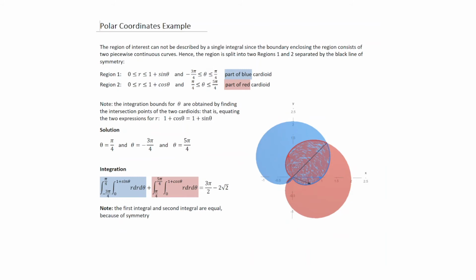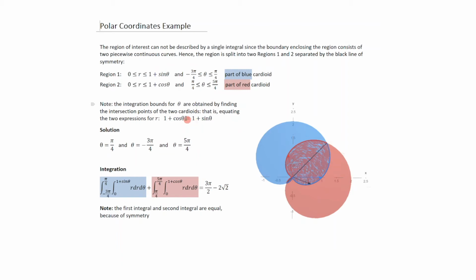Okay, so now there's a problem here because the region of interest cannot be described by a single integral, since the boundary enclosing the region consists of two piecewise continuous curves. If you go along here, that is one continuous curve, and this is another continuous curve. However, if you go from here to here, you can see that the slope suddenly changes, so this is not going to be continuously differentiable. And so we need to take this as one region and this as a second region, and we have an integral for this region and an integral for this region.